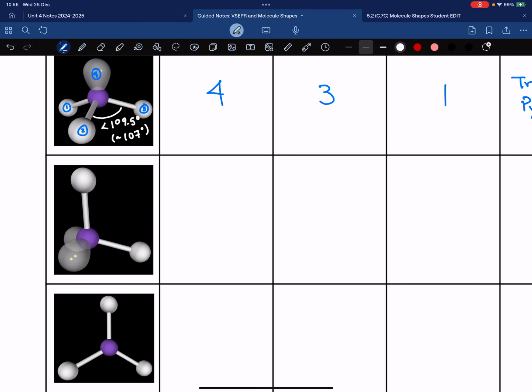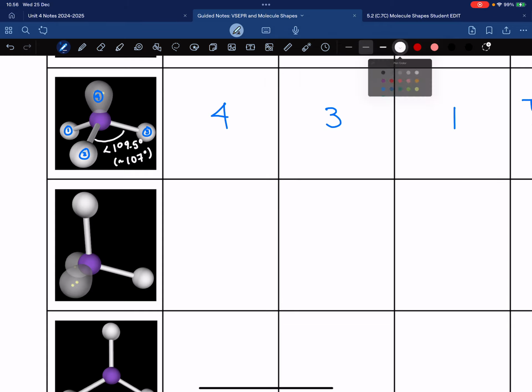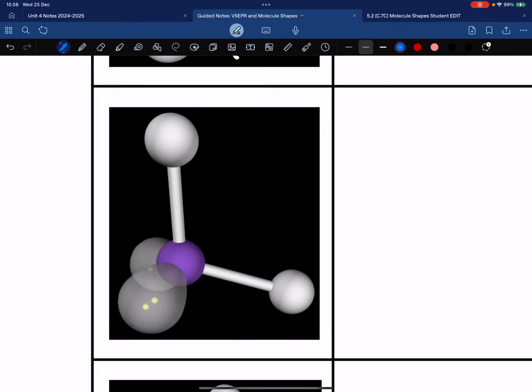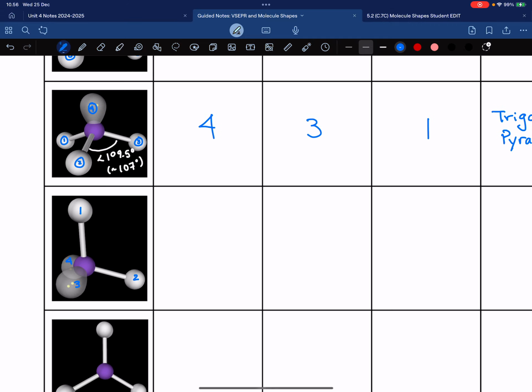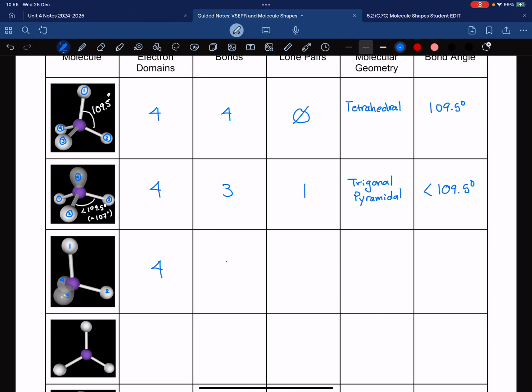All right, next one. We have 4 things hanging off the central atom. So we've got a 1 and a 2 and a 3 and a 4. So we have 4 electron domains, but we've only got 2 bonds and we've got 2 lone pairs, right? 2 bonds and 2 lone pairs. That is called bent because that's the shape right there, right?